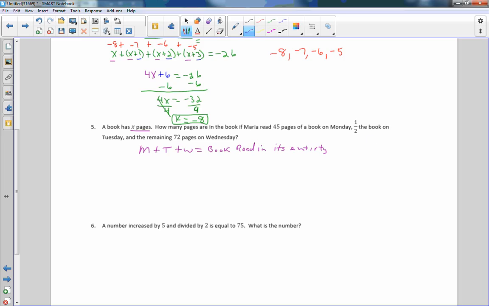How do you spell entirety? There's an E there. Entirety. Okay. So M plus T plus W is the book read in its entirety.